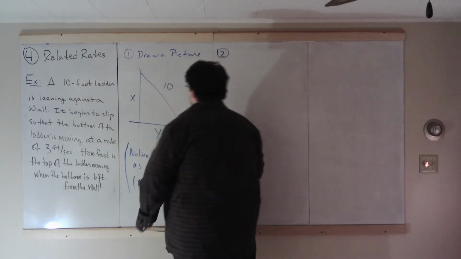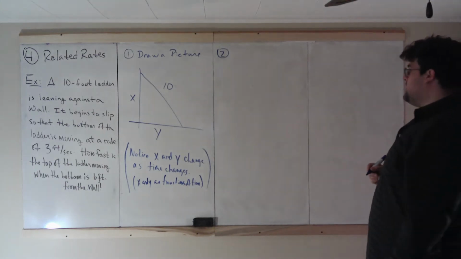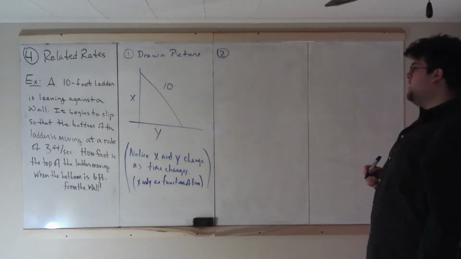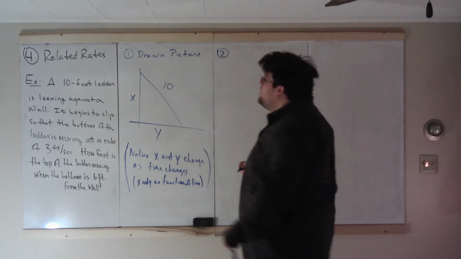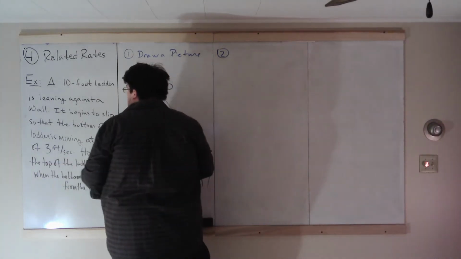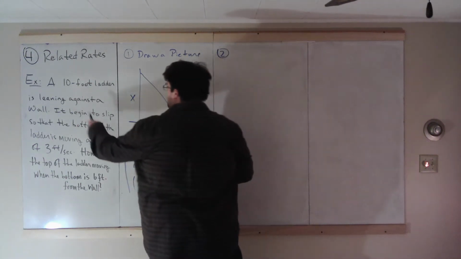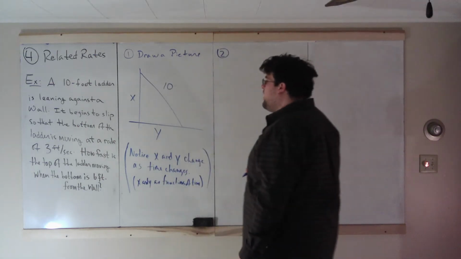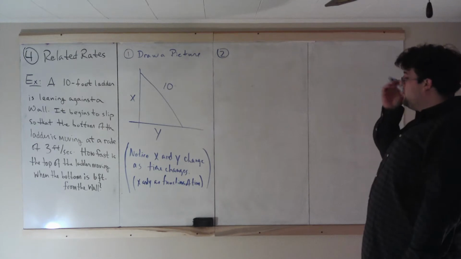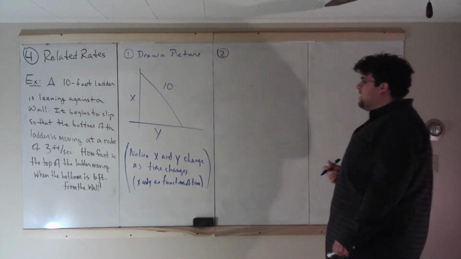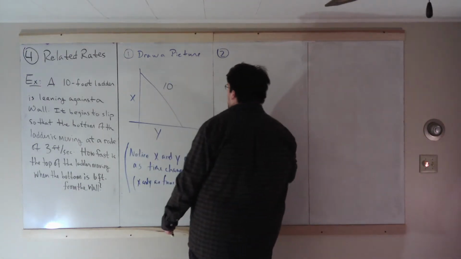The next thing I like to do is retranslate the question in terms of this picture using calculus language. 10-foot ladder leaning against the wall begins to slip so that the bottom is moving at 3 feet per second. Well, that's going to be relevant in a moment, but what is this question actually asking? How fast is the top moving when the bottom is 6 feet from the wall?